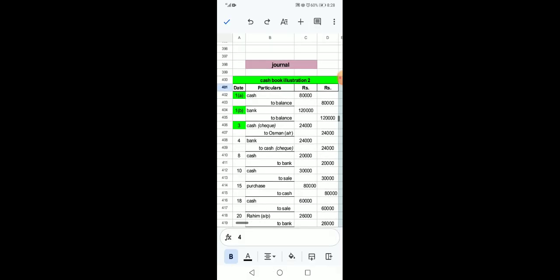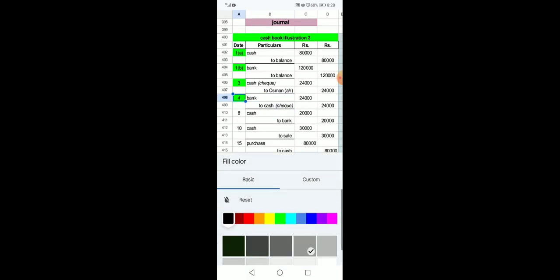In fourth entry, there were two elements. Bank was debited and cash was credited. So entry has been completed. Both elements are posted. Mark it as it has been done.